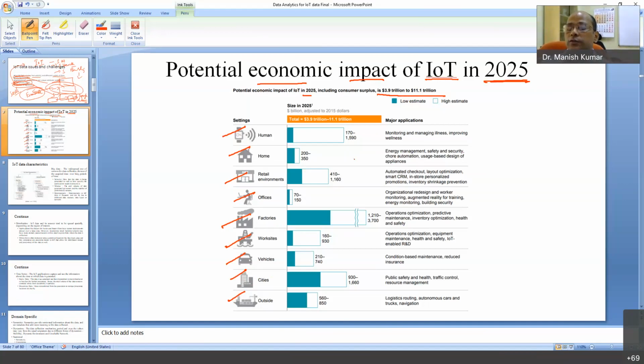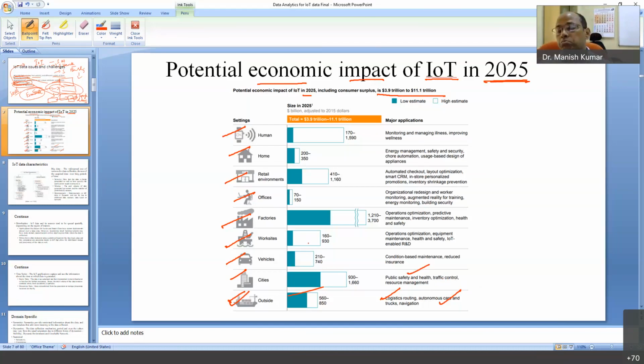As far as applications are concerned, if I'm talking about outside and the sea, then I'll be looking for logistic routing. If I'm going for traffic and all, then I'll be looking for autonomous cars, trucks and their navigation. In cities, we are very much concerned with the safety and health of the public, then resource and traffic control will be important applications. Similarly, there are so many applications involved in each of these setups.